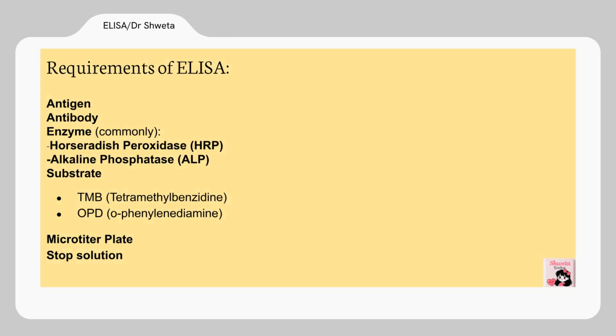Key requirements for ELISA include the antigen, antibody, and enzyme. Commonly used enzymes are horseradish peroxidase, HRP, and alkaline phosphatase, ALP. Substrates like TMB and OPD are used, along with a microtiter plate and a stop solution.